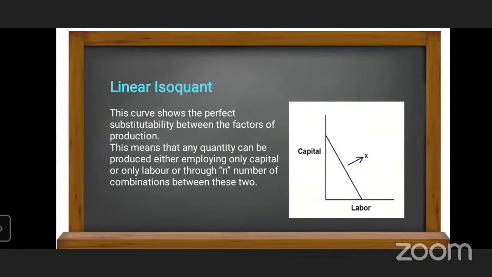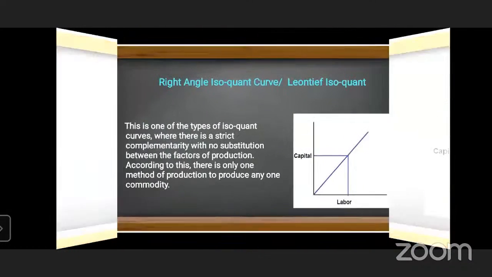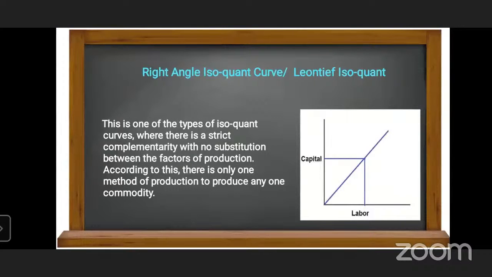So this is linear isoquant. Linear isoquant means what? We can produce by any combination of inputs. There are infinite combinations of inputs. Capital and labor can be taken in any combination to produce the output. This is exactly opposite in the right angle isoquant. Right angle isoquant is also known as Leontief isoquant.